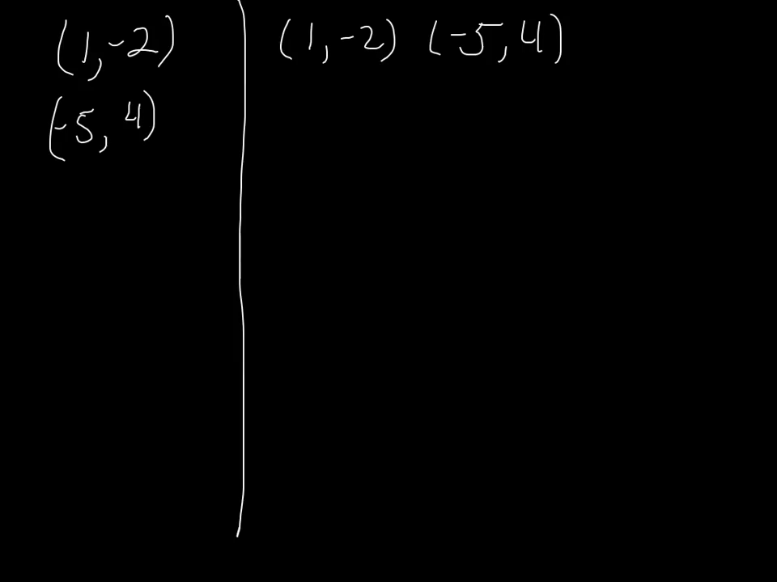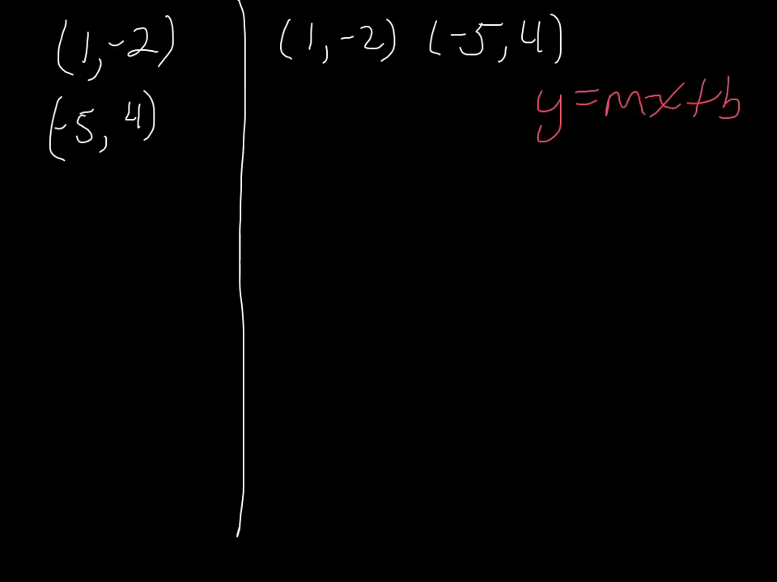For this one, we're given 2 points. We're given the points (1, -2) and (-5, 4). Again, we're still trying to find the equation of a line. So the best thing for me to do would be to write y equals mx plus b. And for this one, I have to find the slope and y-intercept. I'm not given either one of those, so I'm going to find the slope first.